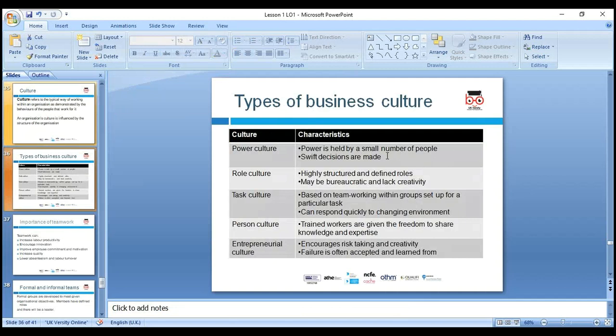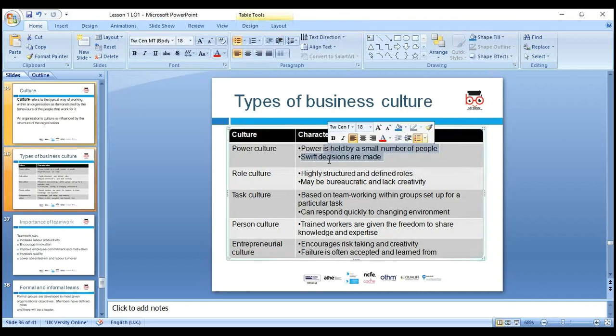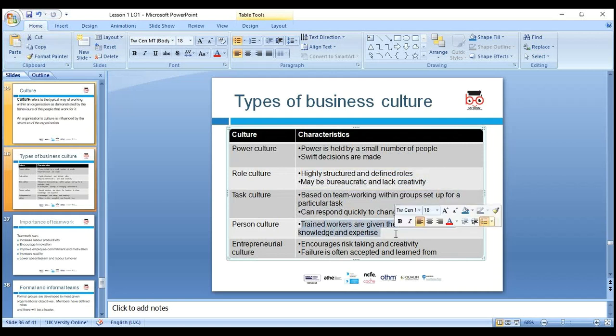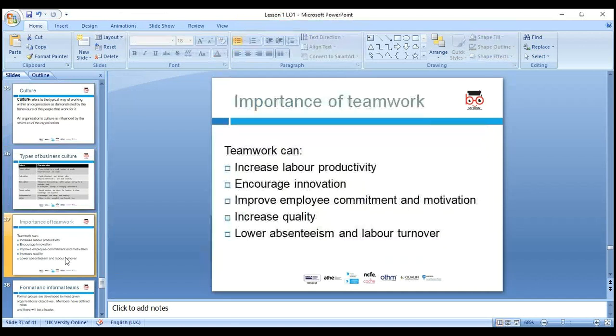So structure can produce types of organization culture. Power culture is where power is held by a small number of people. Role culture is highly structured with defined roles, and maybe bureaucratic with a lack of creativity. Task culture is based on team working and the task. Personal culture is where trained workers are given the freedom to share expertise, with encouragement of risk taking and creativity. So we can see different organization cultures can be due to the organization structure.